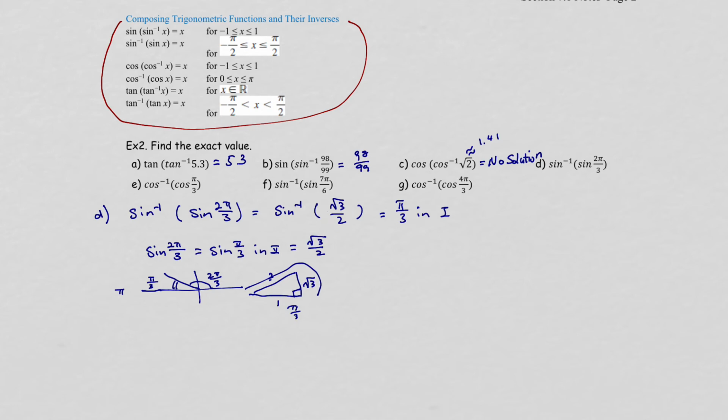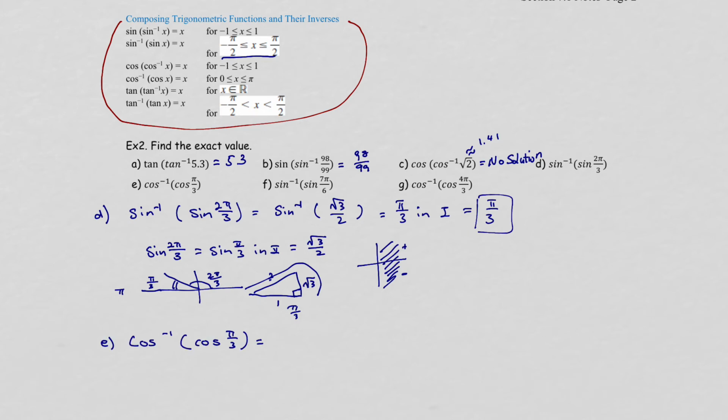So when you're looking at the domain of the sine inverse, that's sine inverse domain right there, right? Where first quadrant is positive and fourth quadrant will be negative. So in order to have positive square root of 3 over 2, pi over 3 had to be in the first quadrant. So that's going to be pi over 3.